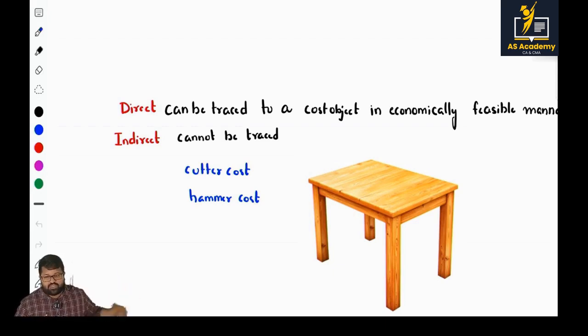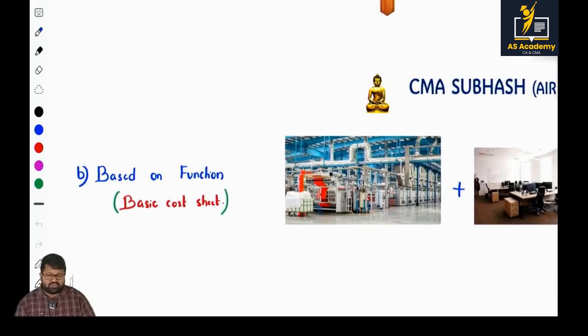Okay, so these are the few areas. Now, this is important. Take the heading: based on function. So write it on a fresh page, because there will be a cost sheet connected to it. Based on function.